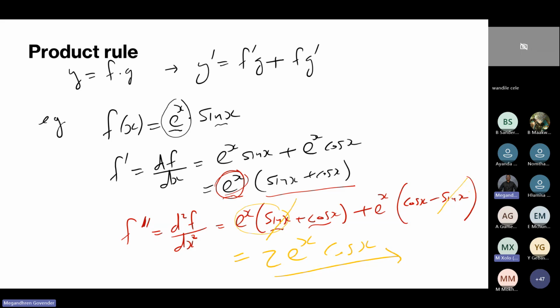Can we please repeat? I didn't understand. Okay. Let's see. Which part? Are you happy with the first derivative? Yes, I only understand the first derivative.